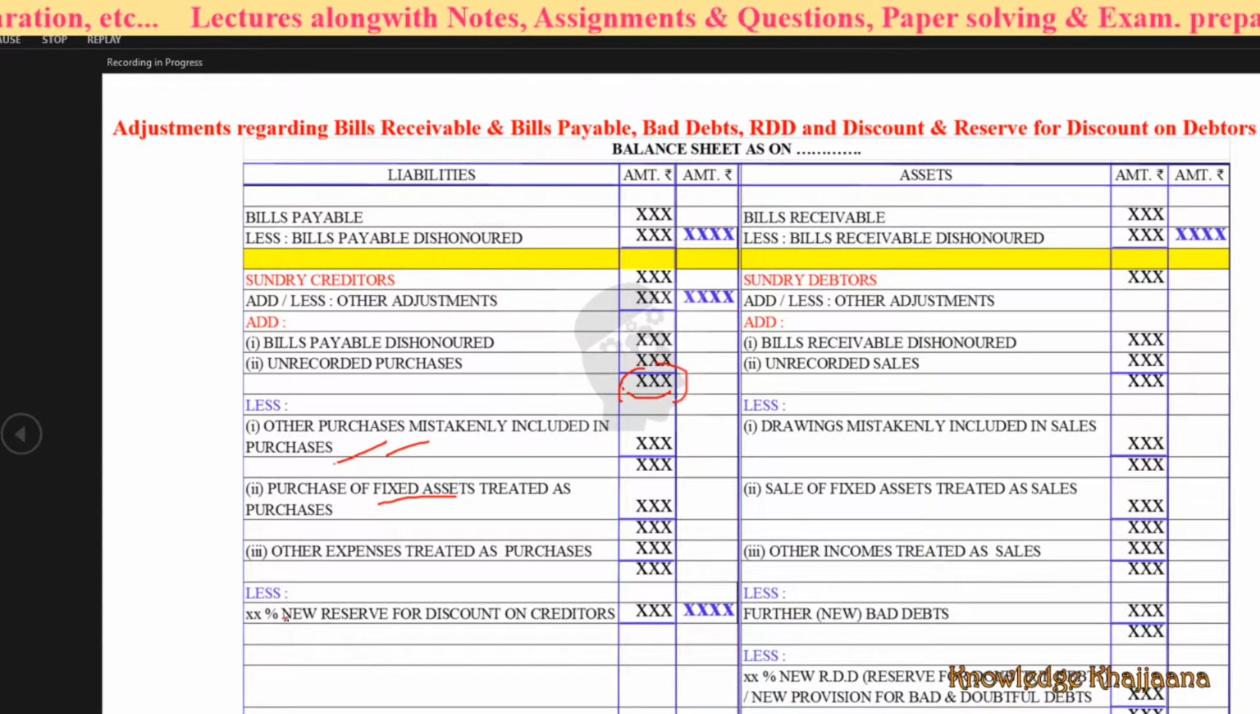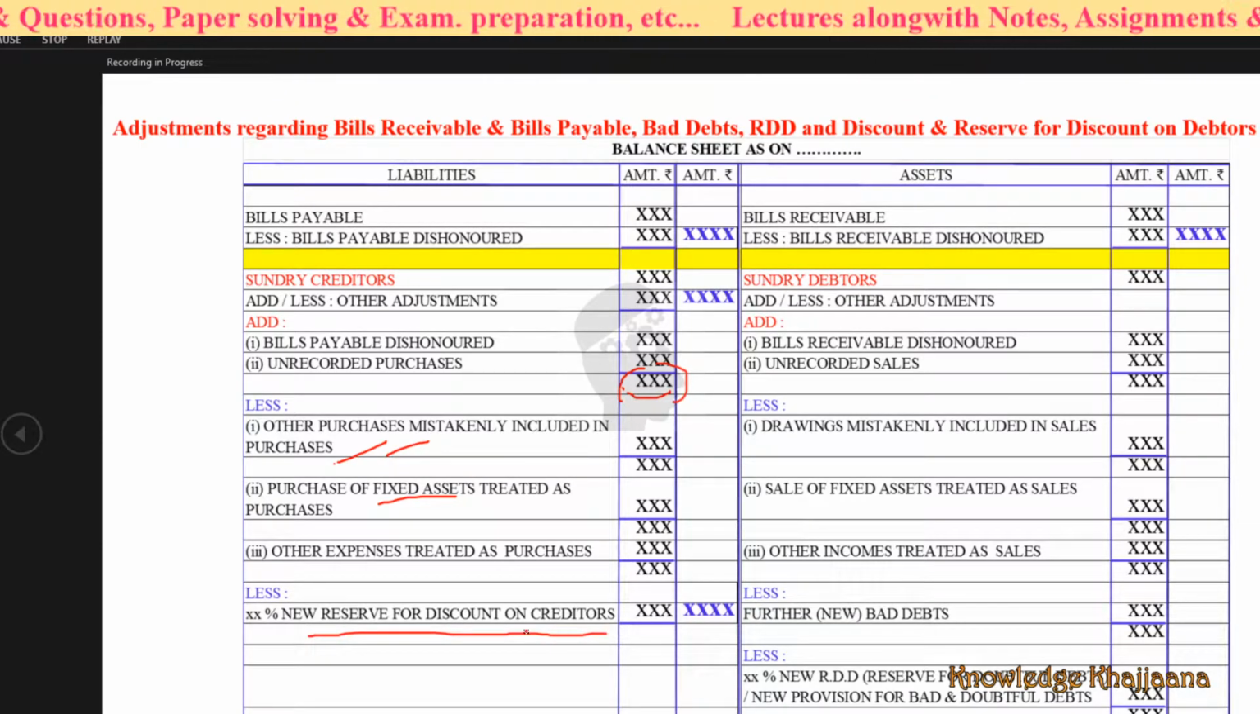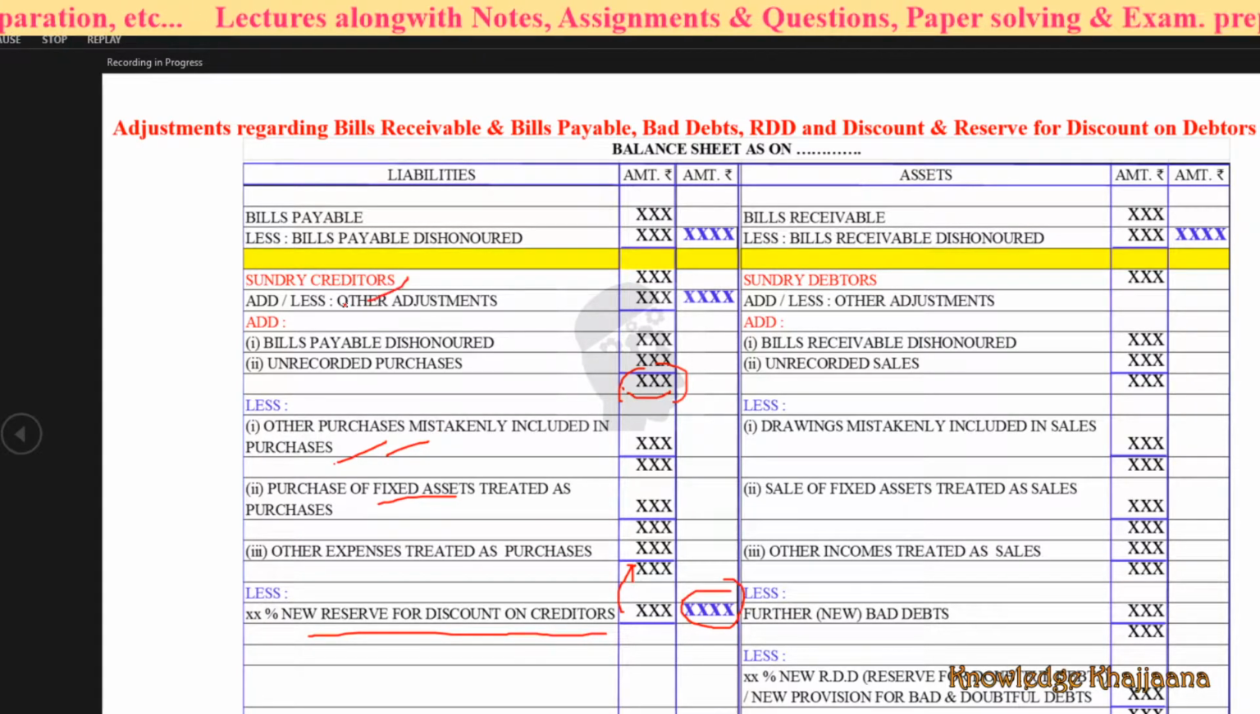Okay, and you have to calculate new reserve for discount on debtors, new reserve for discount on creditors on this amount. Okay, and this will be your final amount of creditors. Okay, this is your final amount of creditors.